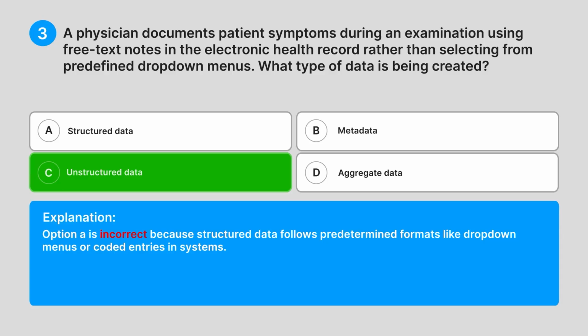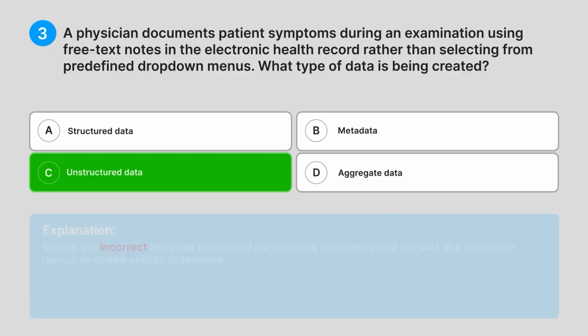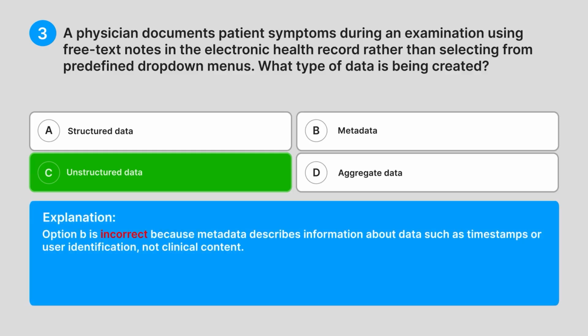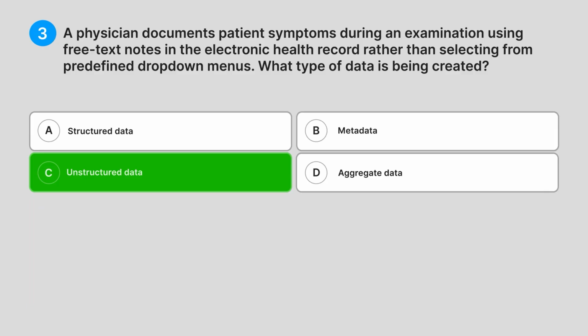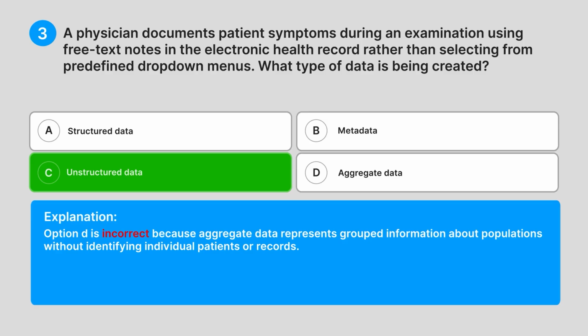Option A is incorrect because structured data follows predetermined formats like drop-down menus or coded entries in systems. Option B is incorrect because metadata describes information about data such as timestamps or user identification, not clinical content. Option D is incorrect because aggregate data represents grouped information about populations without identifying individual patients or records.